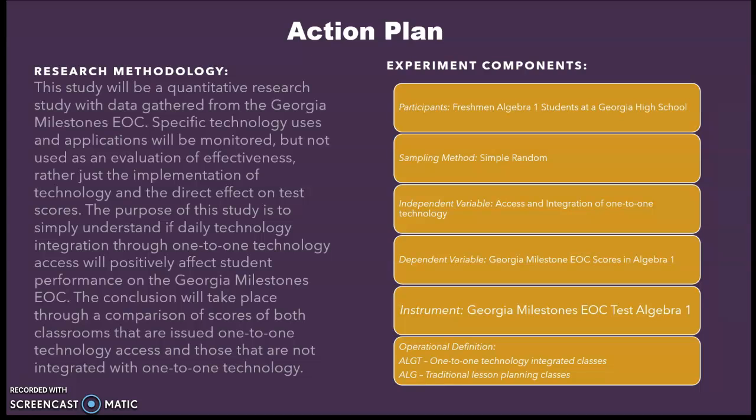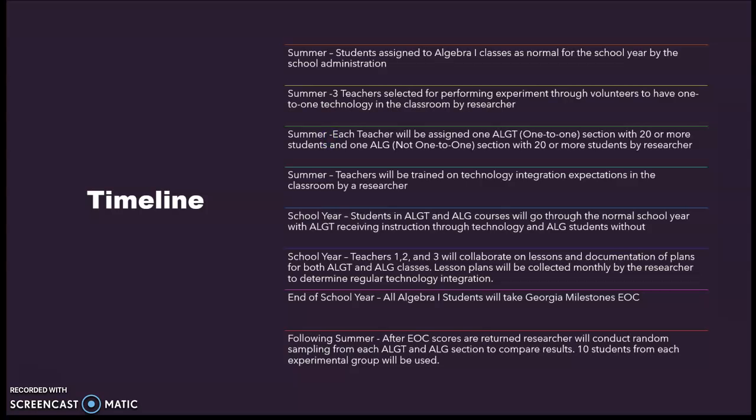As we discuss the action plan and some operational definitions, one-to-one technology integrated classrooms will be referred to as ALGT, and classrooms that do not have one-to-one technology but rather traditional learning plans will be referred to as ALG. So we will have both of those groups as part of our independent variable group. The timeline for this action plan is going to take a full year.